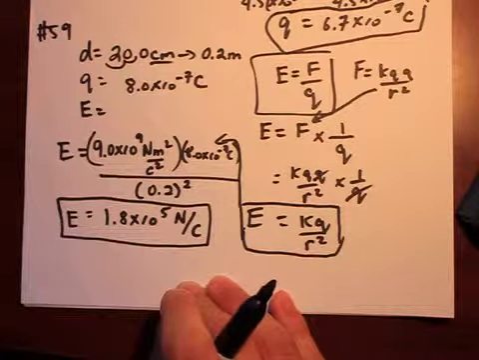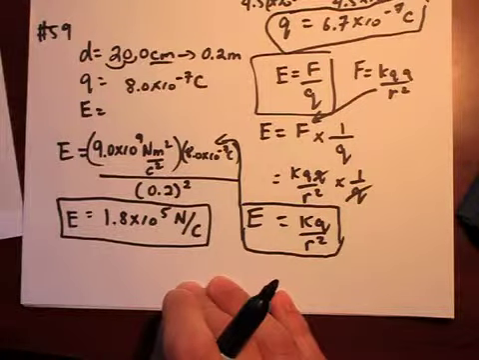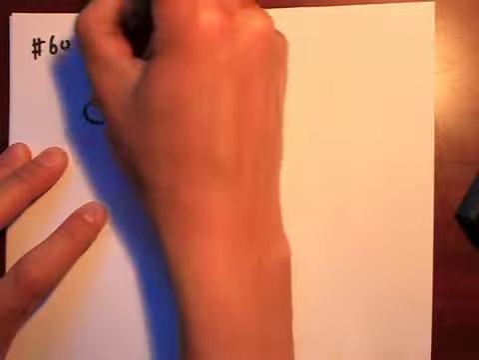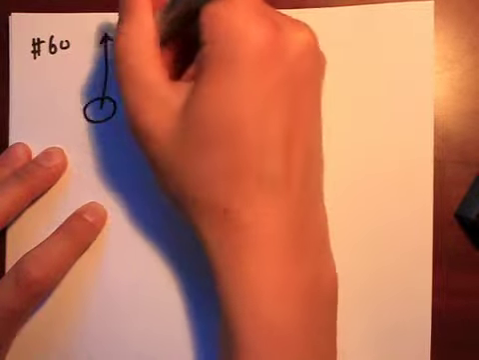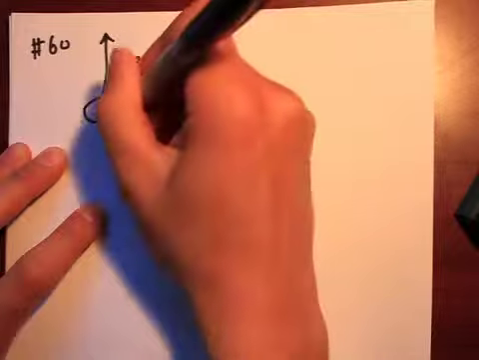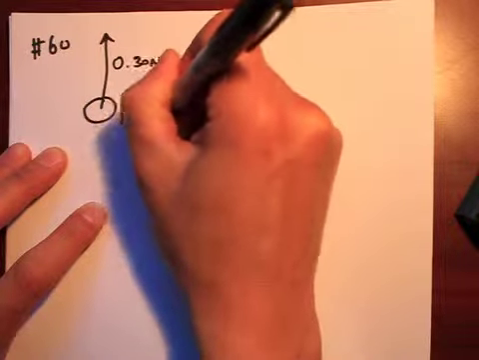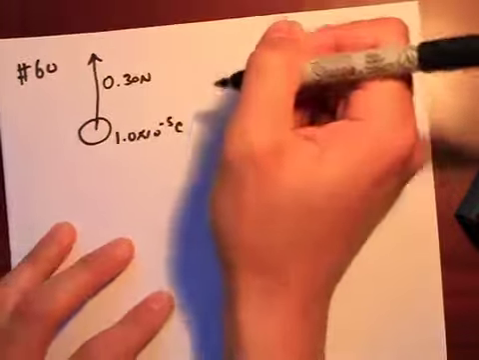Okay, so next question is number 60. I'm just going to go to the next page. And at the top, let me fix this alignment. Number 60 is basically you have this charge and it experiences a force of 0.3 newtons, and this is your charge in the diagram.